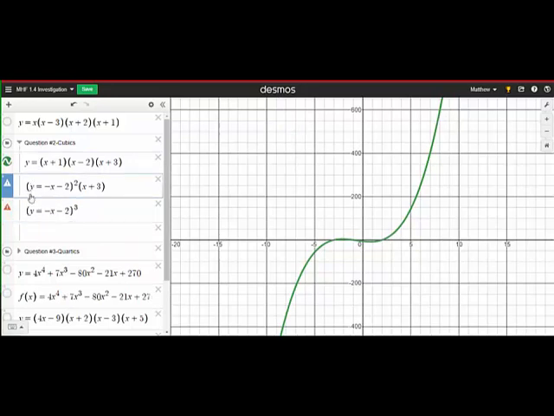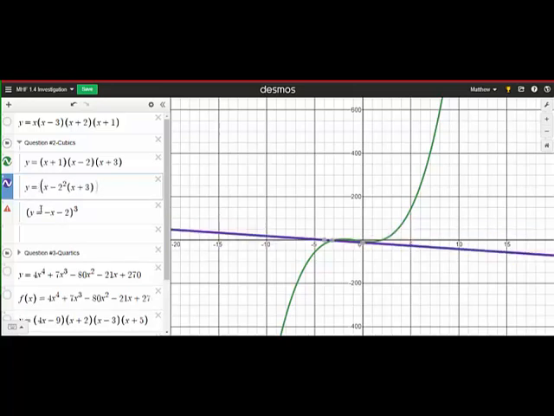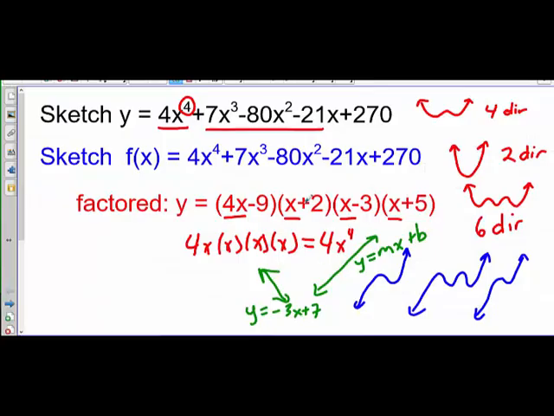I messed up something here. Yeah, we'll leave that and I'll fix it later.